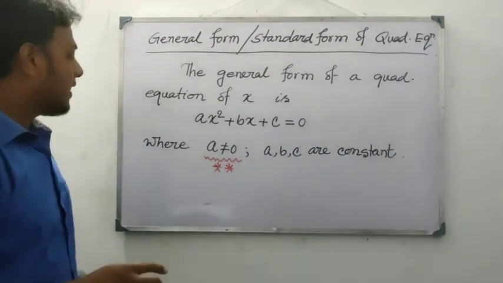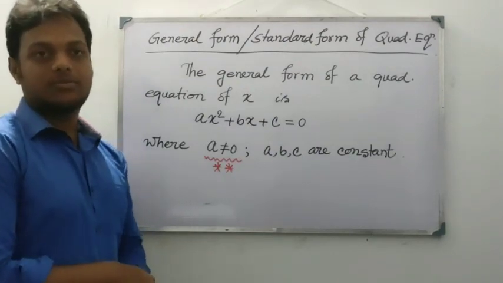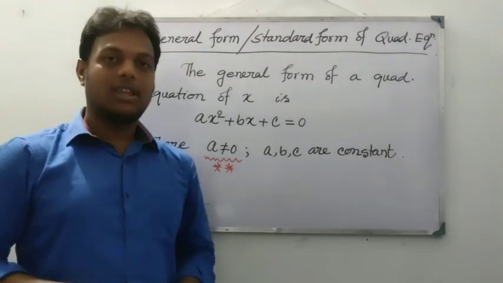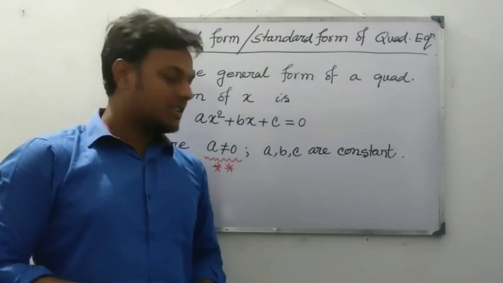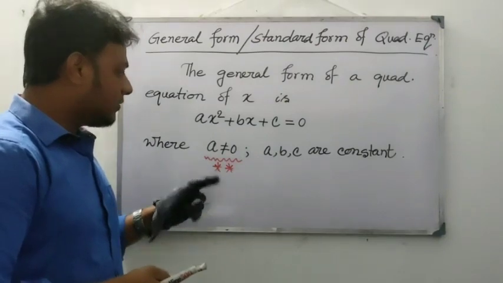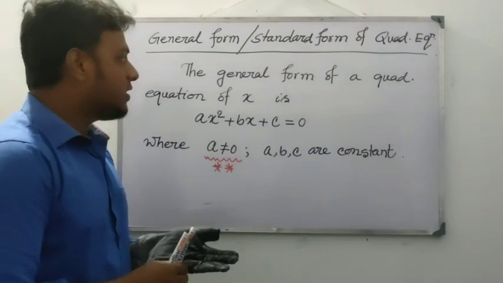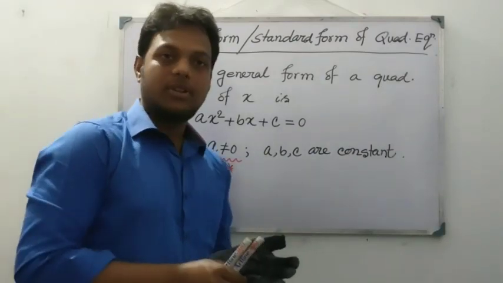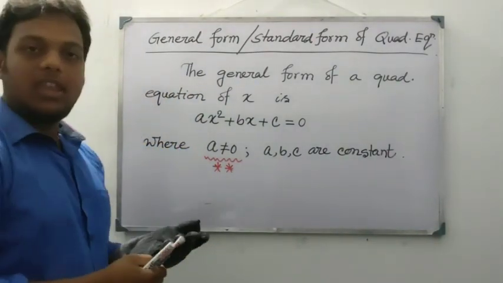Now the question arises: why did we consider here a not equal to 0? What happens if we consider a equal to 0? I am discussing this. If we consider the coefficient of the highest power as 0, then how does it affect finding the degree of an equation? So I am considering some examples, then you will get a clear concept of why we considered a not equal to 0.